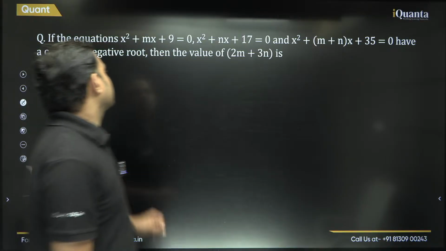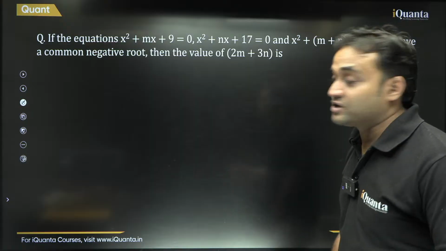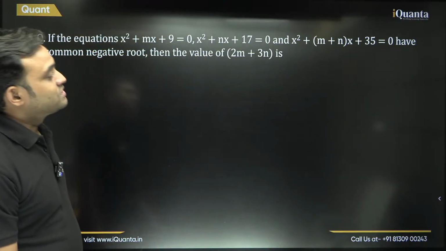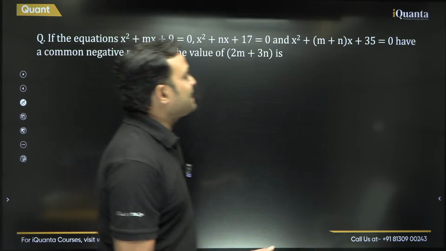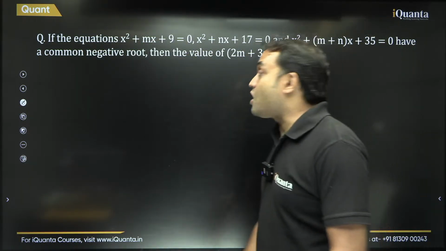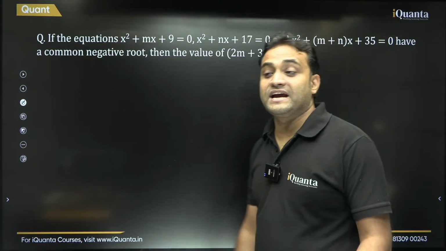So how do we solve this question? It says if the equations x square plus mx plus 9 is equal to 0, x square plus nx plus 17 is equal to 0, x square plus (m plus n)x plus 35 is equal to 0 have a common negative root, then the value of 2m plus 3n is.